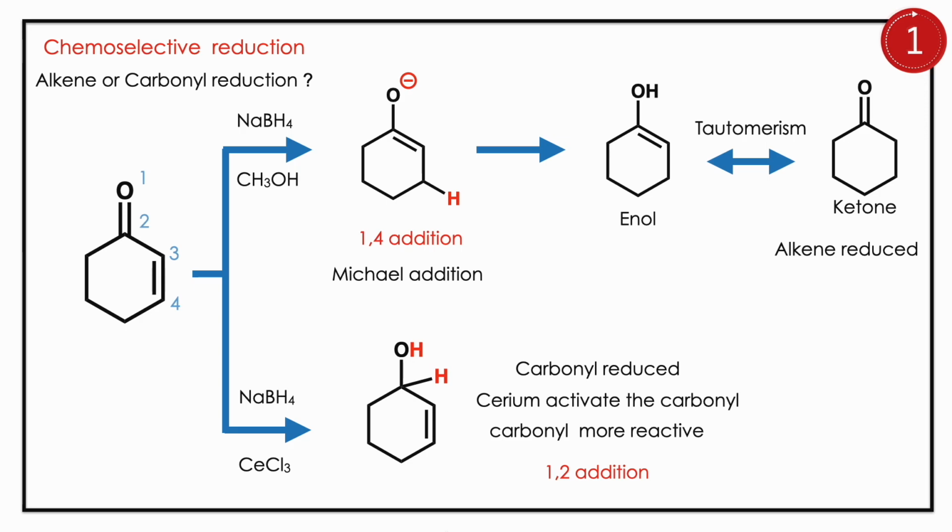You are migrating the electron to O minus. O minus is quenched by H plus. You have an enol. If you draw it properly, you have a ketone. So the 3,4 hydrogen is there. Only the alkene is reduced. If you use cerium chloride, it can activate the carbonyl and make the carbonyl more reactive.